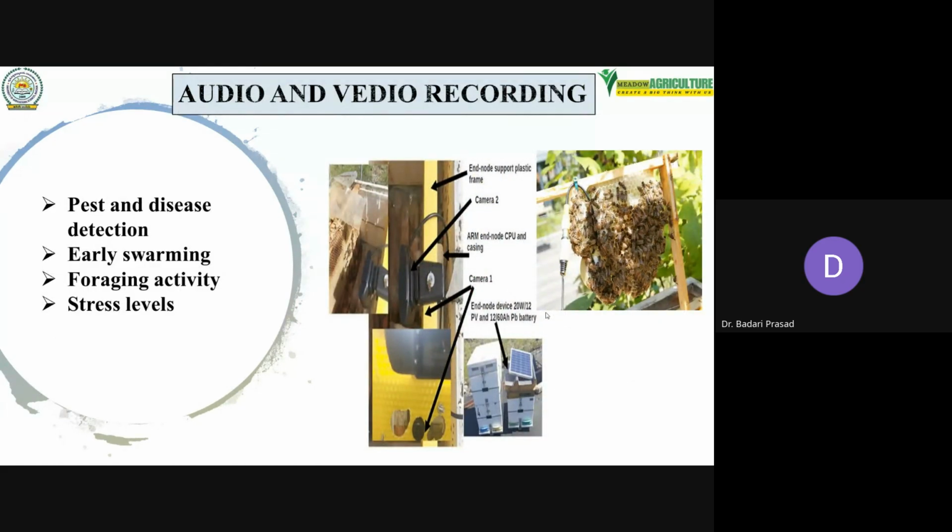Audio and video recording. These are the equipments which are deployed for pest and disease detection, early swarming, foraging activities, and stress level. Just by putting video cameras in front of the hive or inside the hive, he can detect the congregation of the bees inside the hive, whether they are making any abnormal activities inside the hive, or whether they are pulling the queen out.